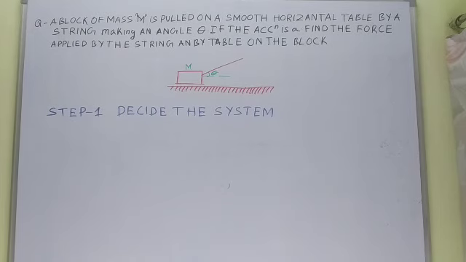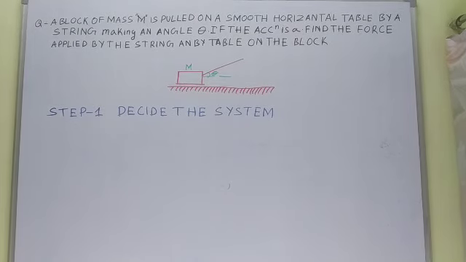The first step is to decide the system on which the laws of motion are to be applied. The system may be a single particle or block, or a combination of two or more blocks kept apart from each other, provided they have the same or identical acceleration. Here we can decide the system to be this block. We will take only the block into consideration, not the string, not the table.